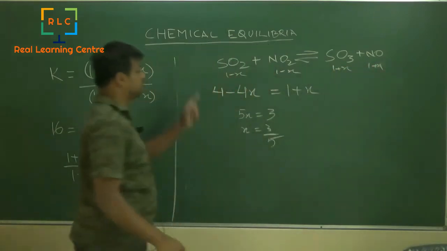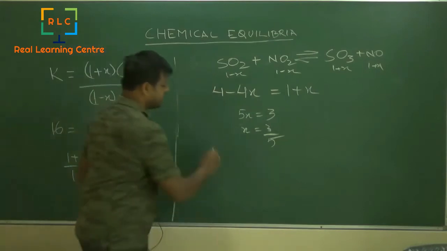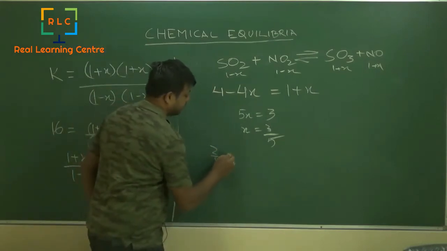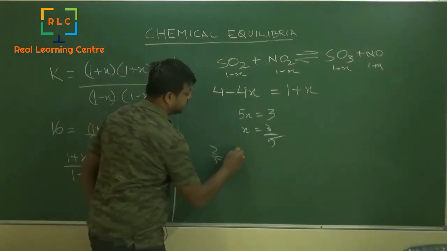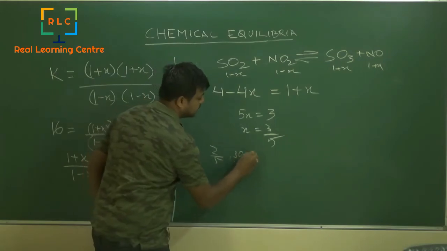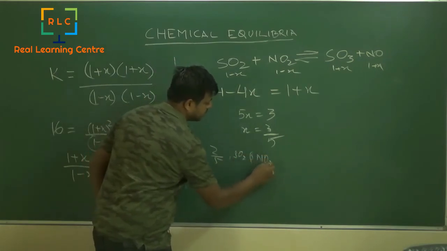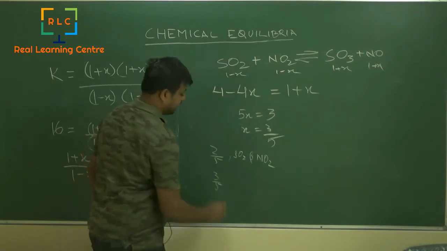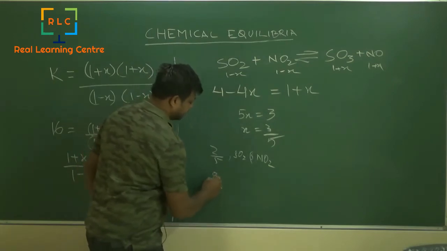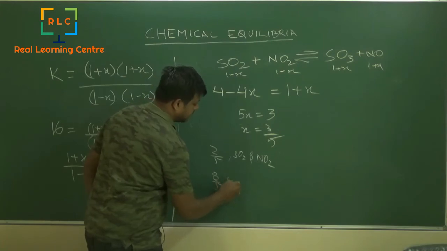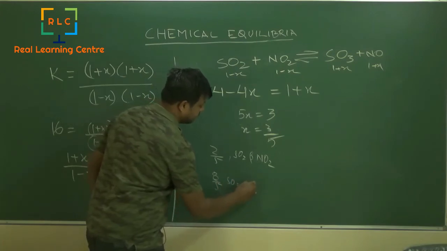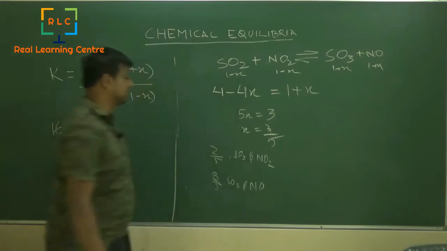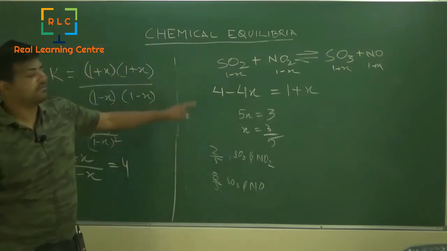So we started off with 1. So we'll be left with 2 by 5 liters of SO2 and NO2 each, and 3 by 5 plus 1, which is 8 by 5 for SO3 and NO, right? So 2 by 5 and 8 by 5.